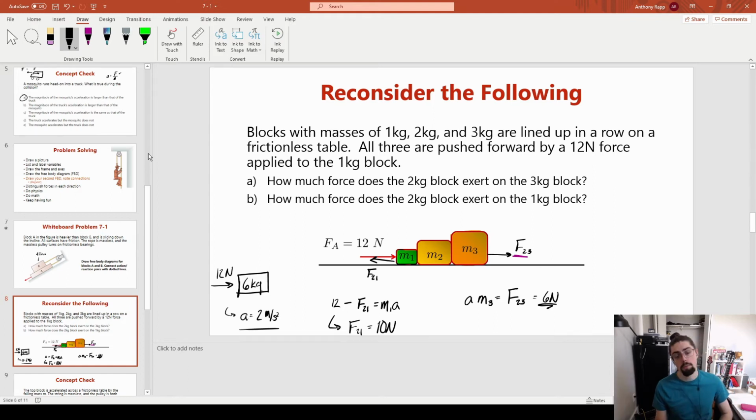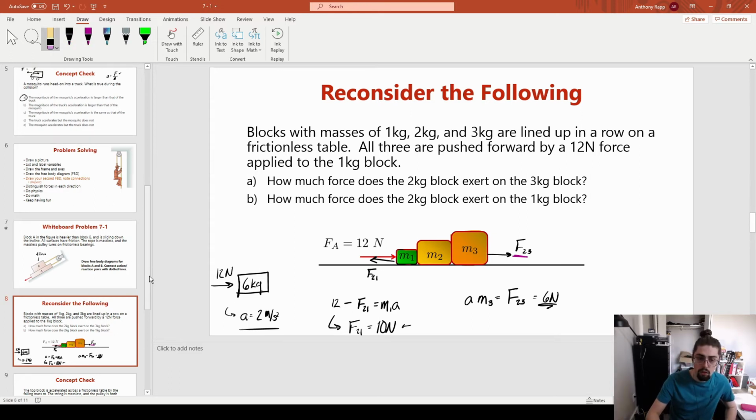Then for block 1, we do essentially the exact same thing. There's a force between 2 and 1, but now there are 2 forces acting on block 1. There's my 12 newtons coming in to the right, and then there is the pushback from block 2. That should be equal to my net force on block 1, F net, M1 times A. I'm going to have 1 kilogram times my 2 meters per second squared. The result gives me that F21 has to be 10 newtons.